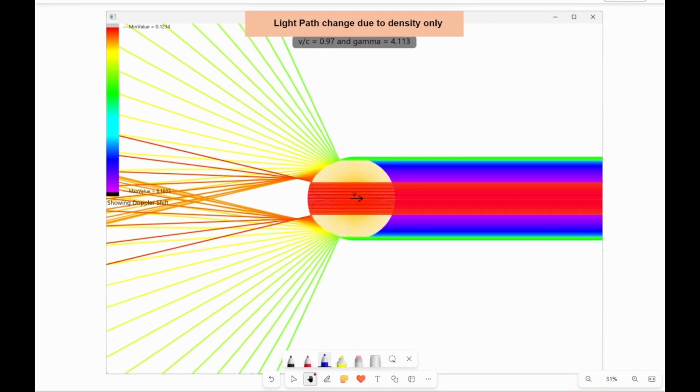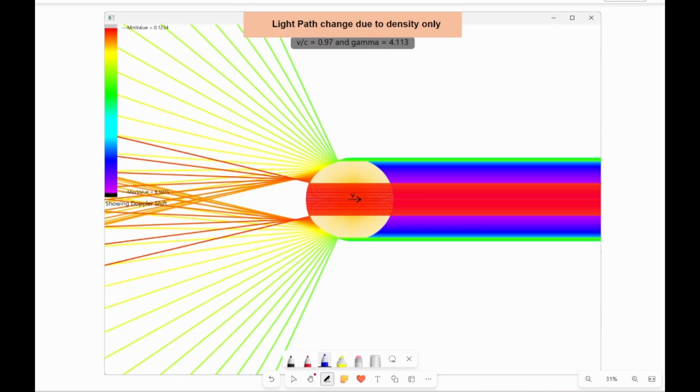Well, here's another thing: I had to back this down to 97% of the speed of light. And you can see that any light that is moving in this direction is leaving the inertial sphere perpendicular, normal. So there's no effect due to density, and we can just disregard all this. But you can see that as we're leaving here, it is getting bent purely due to density.